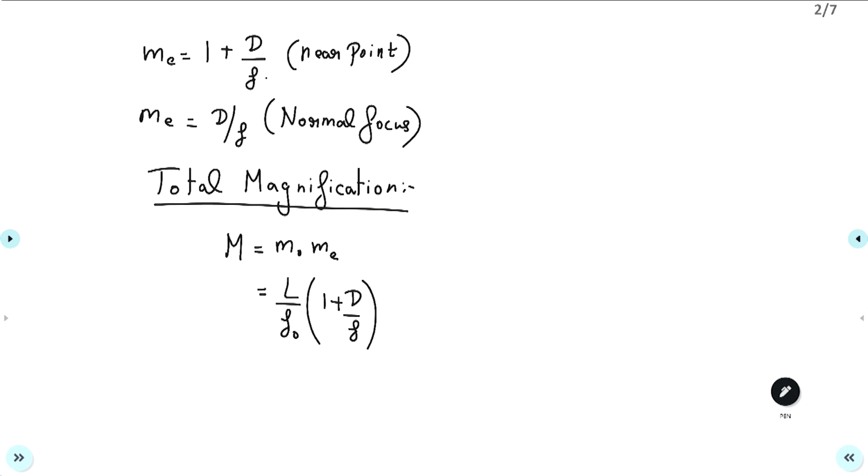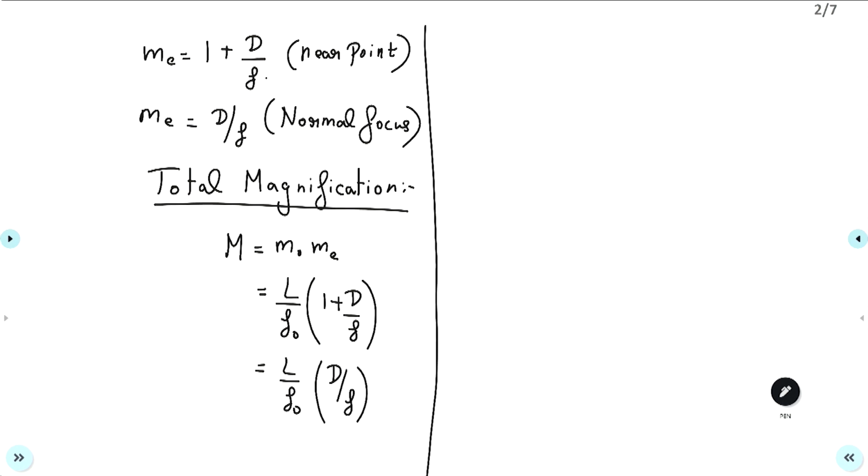Near point means you are seeing an object which is very close, something close to 25 centimeters. Okay. So if it is for the normal focus, it is L by f naught into D by f e. So this is the total magnification that is being produced by your compound microscope.